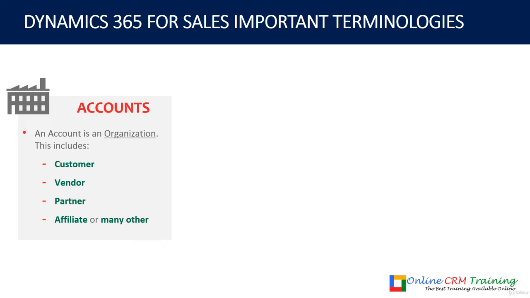So the first term we have is accounts. You must have seen under customers, you have accounts, right? So account is an organization. So whenever you are working with a company, as you know, the CRM application will be used to work with your customers and increase sales and boost customer experience. So these are the customers that are stored in accounts, right? So this includes customer, you can also have vendor, you can have partner, you can have affiliates or many other options which you are dealing with. Okay, so these are the companies that will do business with you. So all the companies you store in accounts.